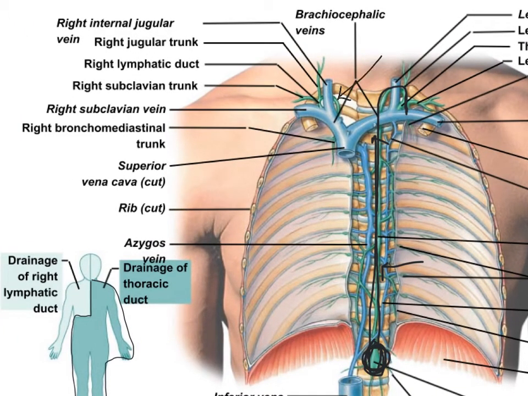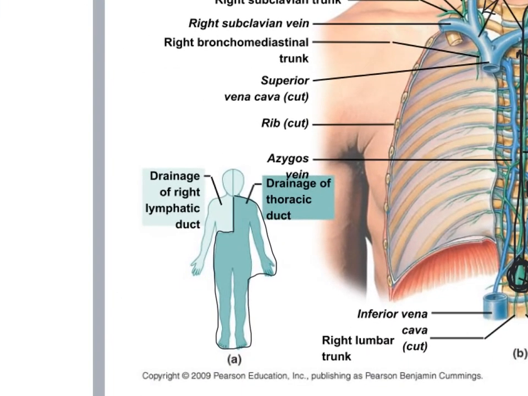and we can just see right here, that is the right lymphatic duct. And so that right lymphatic duct has a smaller area, this light green area: the head, the right arm, and the right side of the trunk. That's what's draining, the fluid from there is draining into that right lymphatic duct.